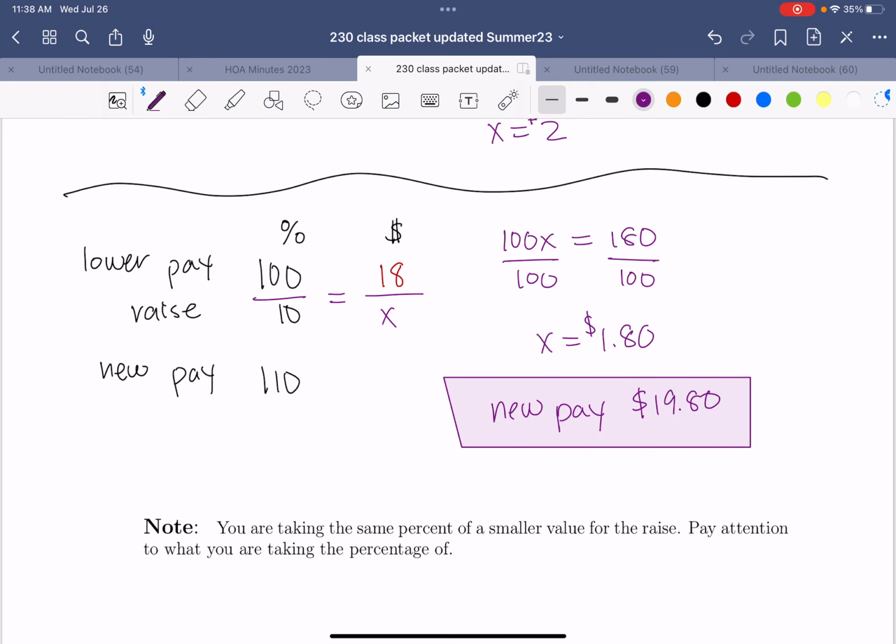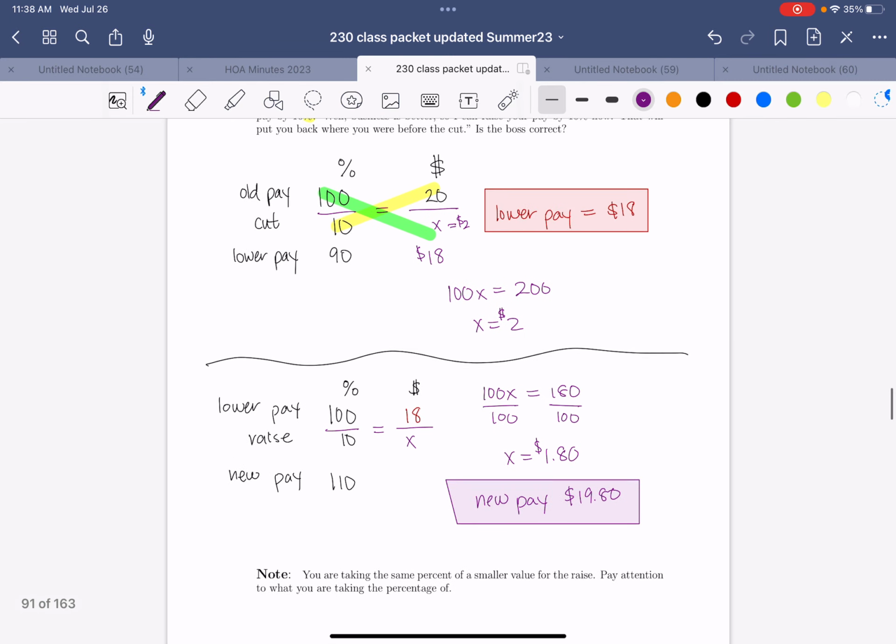And is that the same as your old pay? Did that get you back to $20? No, it'll get you close, but it's not going to get you there all the way. And the reason for that is because that 10% is taking 10% of a different amount of money. When it's taking the 10% in the cut, it's taking 10% of your old pay, which is a higher pay than your new one. So 10% of your old and 10% of the lower pay are going to be different amounts of money, and so it's not going to get you back to the same thing.